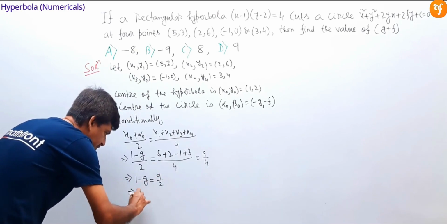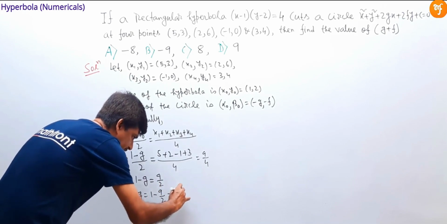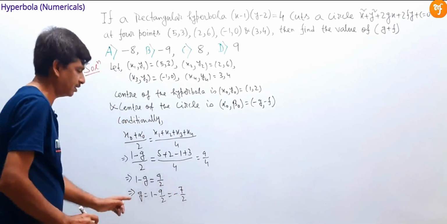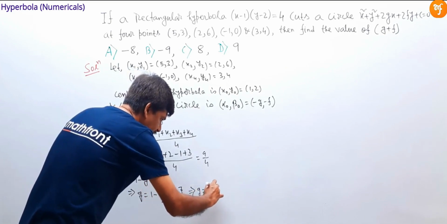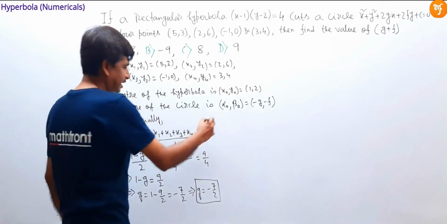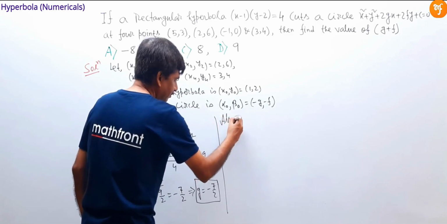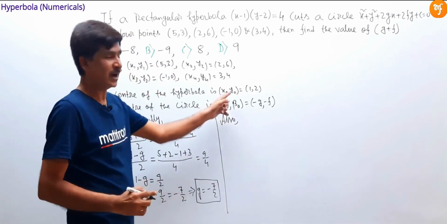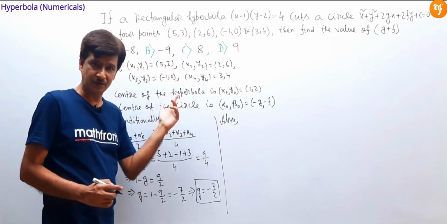That is, the value of g is equal to 1 minus 9 by 2. We can say this is minus 7 by 2. Okay, so the value of g we get as minus 7 by 2. Clear? Okay, again we can say the arithmetic mean of y0 and beta naught is equal to the arithmetic mean of y1, y2, y3 and y4.